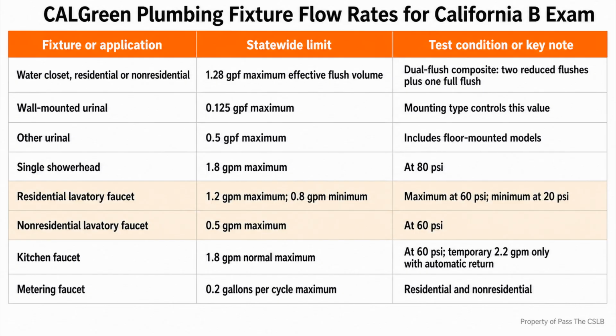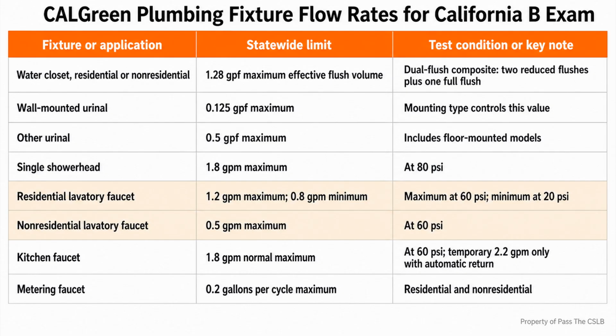Dual flush toilets add one more detail. The code calculation described in the source uses 2 reduced flushes and 1 full flush to establish the effective flush volume. I do not assume the full flush button by itself tells me whether the model qualifies. I verify the manufacturer's listed effective flush volume and supporting product data.